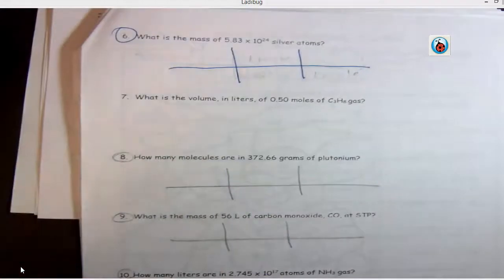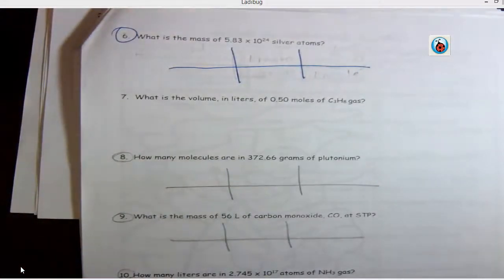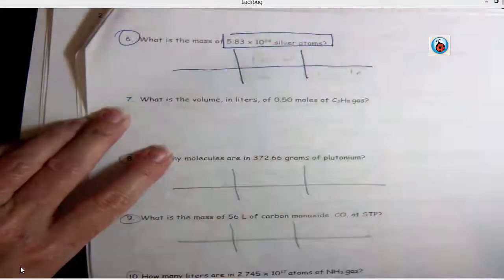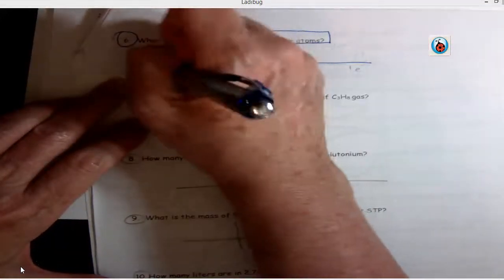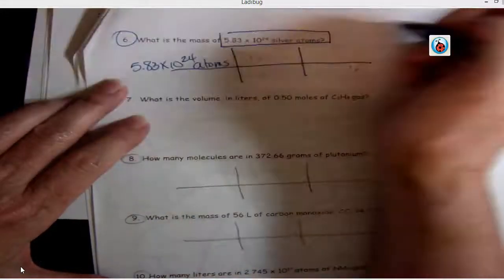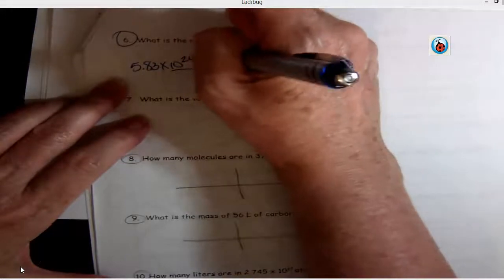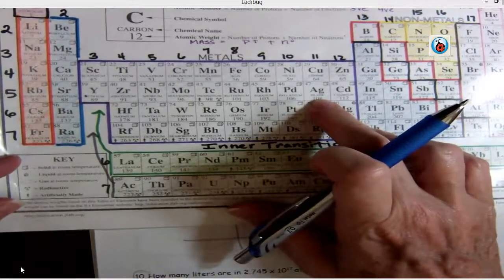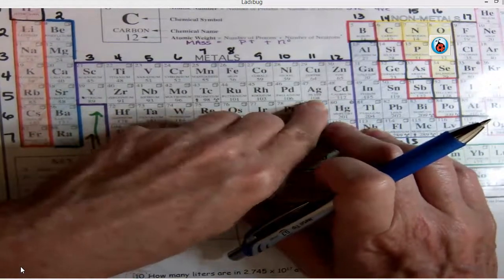All right. This one is, though, what do you know here? You know how many what? Silver atoms. You've got 5.83 times 10 to the 24th silver atoms. Okay, so I'm going to write that out in the start box. Times 10 to the 24th atoms. What kind of atom? Silver. Where's silver on my periodic table? It's number 47, so its symbol is Ag. Okay, what else do we know about silver? Well, it has a mass of 108 because we're going to need that.